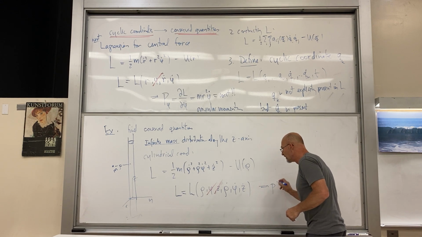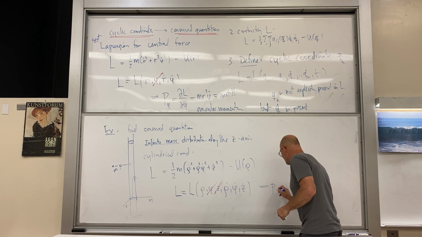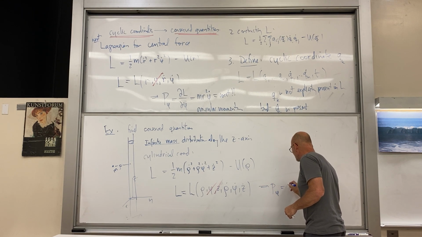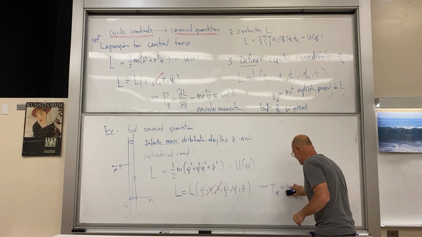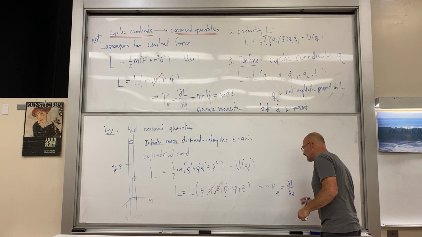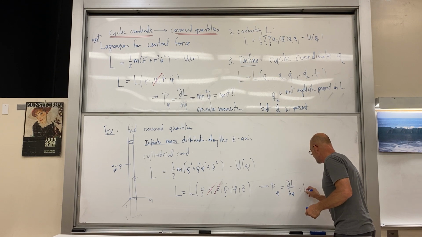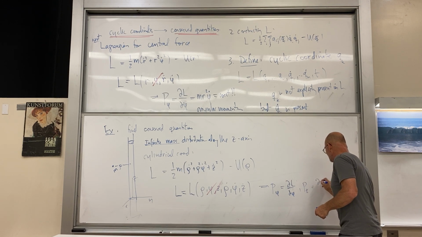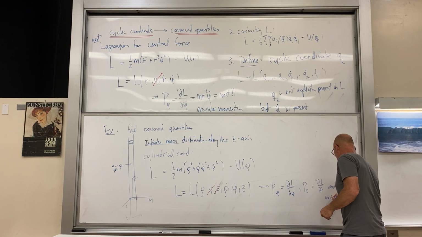And we immediately have two conserved quantities. I'll just write their definitions down. P sub phi equals dL/d phi dot. We just essentially did that one. P sub z equals dL/d z dot. Both are conserved.